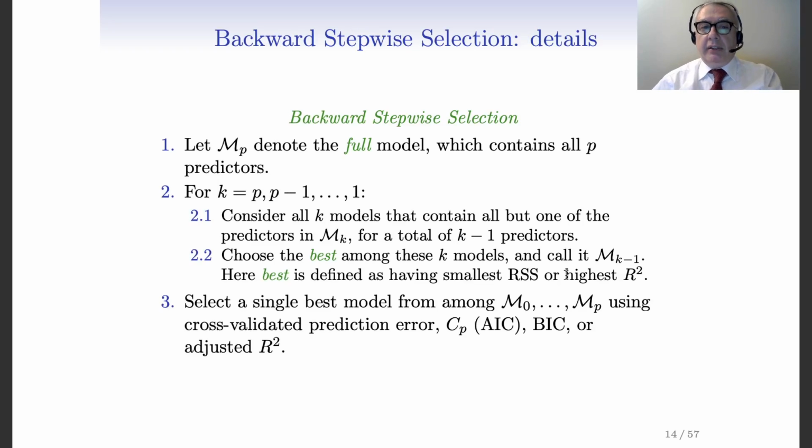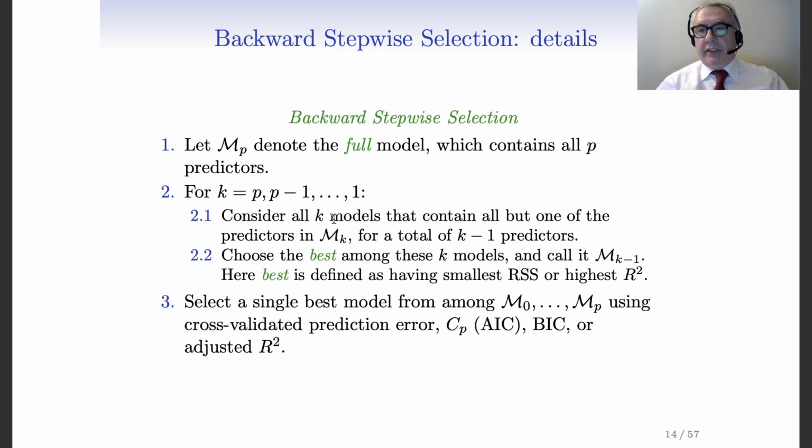So here are the details. In this case, we start from M_p, which denotes the full model, which contains all p predictors. And then I have a cycle. For k equal to p, for instance, we start here, I consider all p models that contain all but one of the predictors. So in this case, I do not have candidates for inclusion, but I have candidates for exclusion, so candidates to be discarded. And since the full model has p predictors, I have p candidates. Okay. And the idea is that I will remove these candidate predictors one at a time.